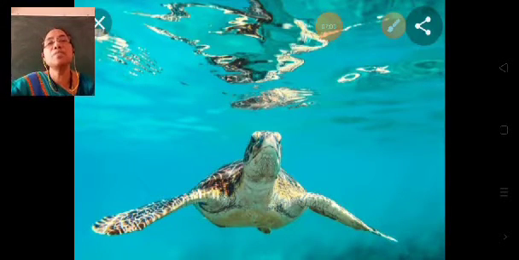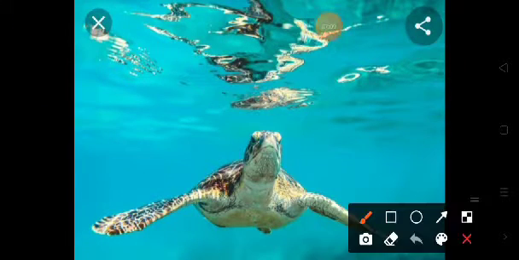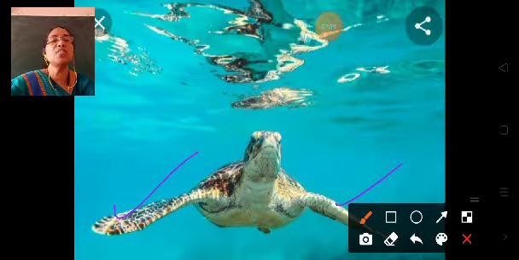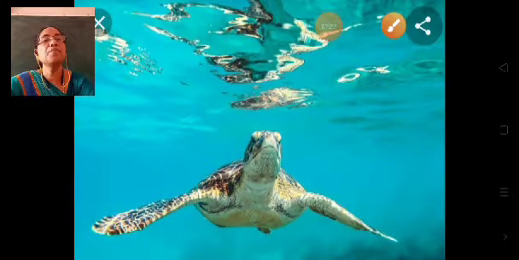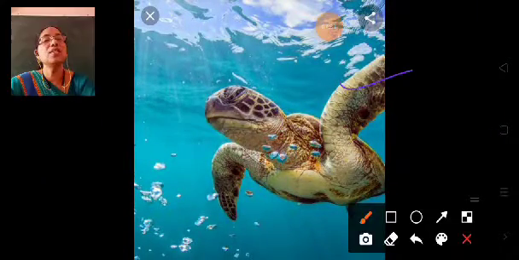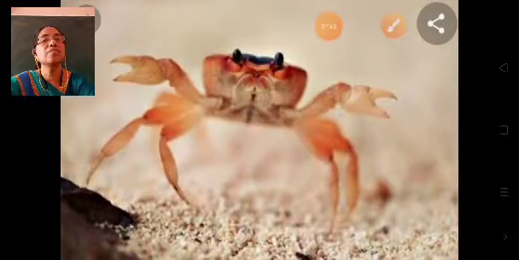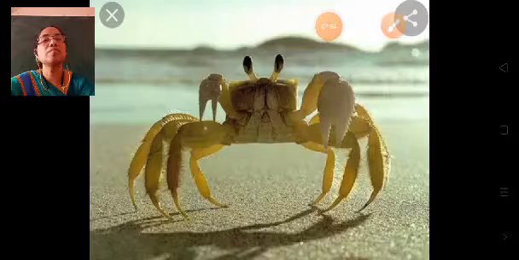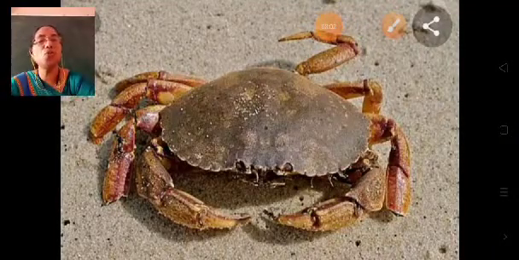Image of turtles. Such animals have fins or limbs suited for swimming in water. The limbs of such animals help them to swim in water. Just you see the images, limbs of turtles help them to swim in water. Image of crabs. Now, this is also image of crab.